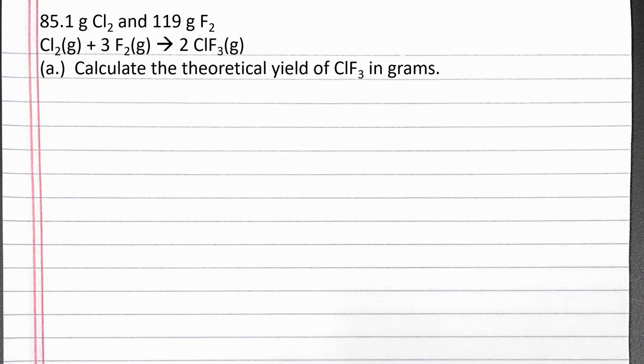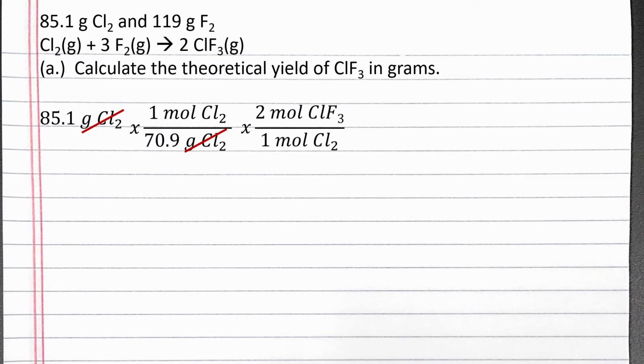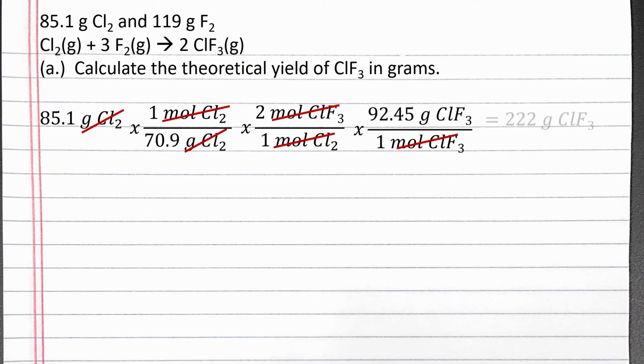We'll use dimensional analysis to convert 85.1 grams chlorine gas into grams chlorine trifluoride. We can use the molar mass of chlorine to convert from grams chlorine to moles chlorine. Then we can use the coefficients in the balanced chemical equation to convert from moles chlorine to moles chlorine trifluoride. Then we can use the molar mass of chlorine trifluoride to convert from moles chlorine trifluoride to grams chlorine trifluoride. Completing the calculation, we should get 222 grams chlorine trifluoride.